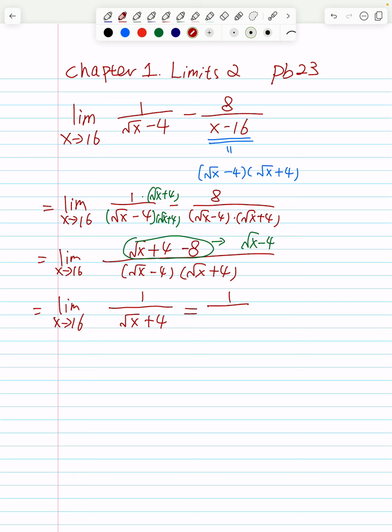So I end up with 1 over root 16 plus 4, so 1 over 4 plus 4. So I have 1 over 8 as my final answer. So this is how we can solve this problem.